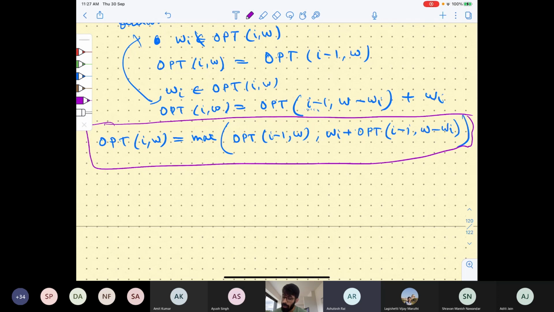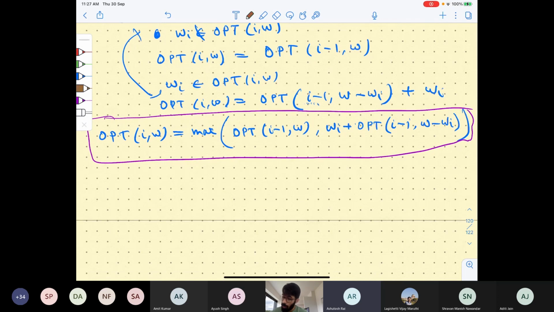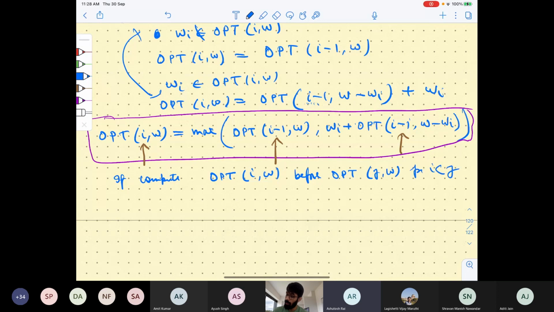So there's one thing that is obvious: if we are computing for opt of i comma w, then we are only going for i minus 1. So if we compute opt of i comma whatever w before, opt of j comma w for i less than j, then we are good. So that gives you one ordering.